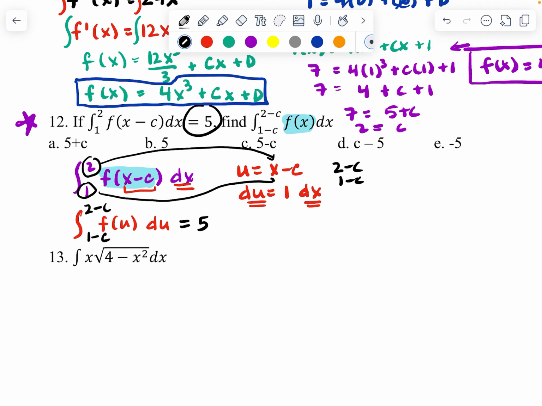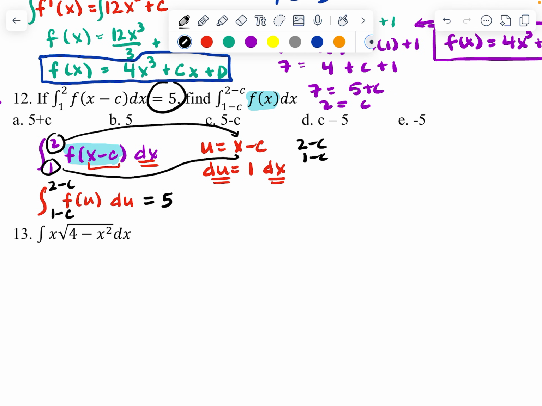Okay, so what's the question? It says find the integral from 1 minus c to 2 minus c of f of x dx. Now, you guys, look at this. Everything's the same. 2 minus c, 2 minus c, 1 minus c, 1 minus c. F of u, f of x. It does not matter what the variable is. It's the same thing. You guys, this still equals 5. Nothing has changed. Okay, so the answer there should be B.